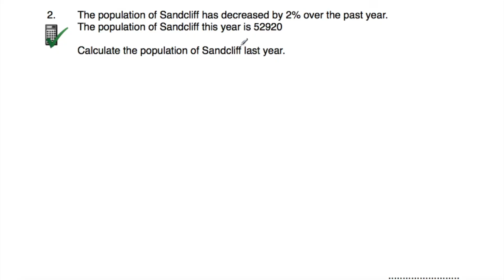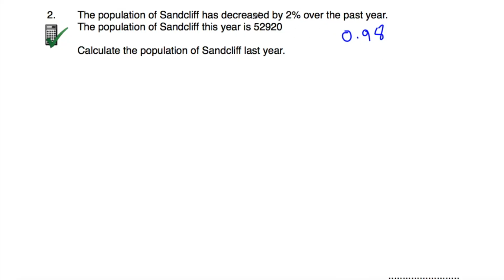So that's one approach. Another approach is to consider multipliers. The fact that here we had the population of Sandcliffe and it was decreased by 2%. So to decrease something by 2%, we would multiply by 0.98. So that would be our multiplier, 0.98. Because if you had 100% and you decrease it by 2%, you're left with 98%. And as a decimal, that's 0.98. So the multiplier that would have been used to decrease it by 2% would be 0.98.